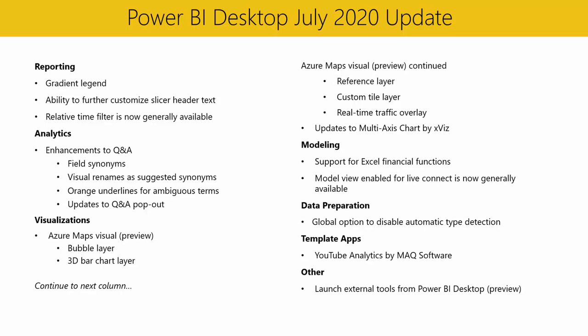Next, we're excited to announce that the relative time filter is now generally available. We released this feature as a public preview back in April, and we appreciate all of the feedback you've given throughout this preview period. Keep providing us feedback as we continue to release updates to enrich your reporting. Moving on to the analytics section, we have a variety of updates to Q&A, including new field synonyms, visual names and suggested synonyms, underlines to indicate ambiguous terms, and updates to the Q&A pop-out. Serena will walk us through these changes.